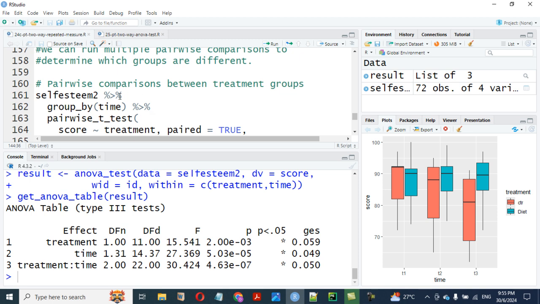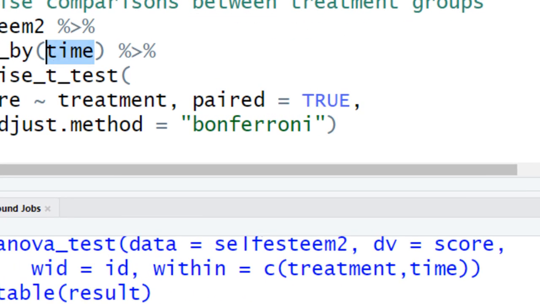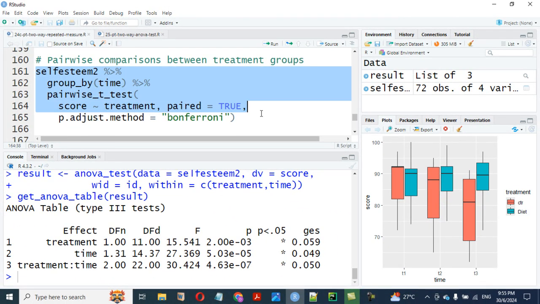We know that they are different now because they are significant. So which groups are different in pair? You can run this. Don't forget group by time, pairwise test. We are not trying to combine the two together. You can do it one by one. Later you can supply treatments here. So pairwise test, score, treatment, pair. If the pair equals true, you can use covariate adjustment or other p-value adjustment if you want to use it. So we run this.